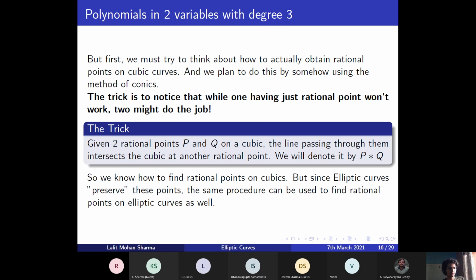Okay, maybe this is obvious. Since the elliptic curve preserves the rational points, we know that the P and Q that were on the cubic, after the transformation, would get transformed to P dash and Q dash, which would also be rational, and P star Q was rational. So P dash star Q dash would also be rational. So under the transformation, we can use the same procedure. That's clear.